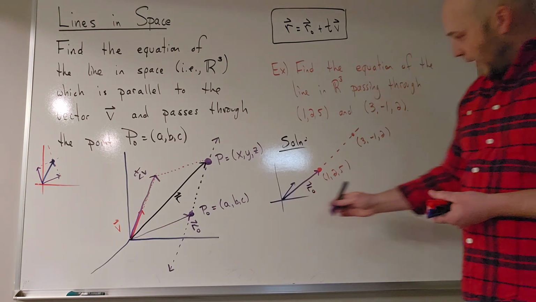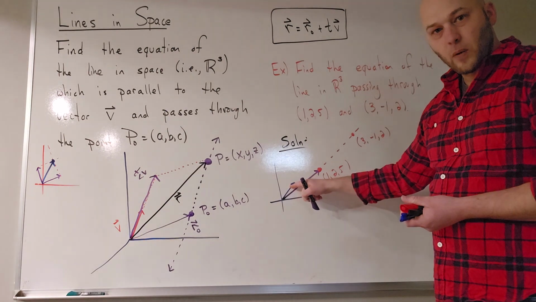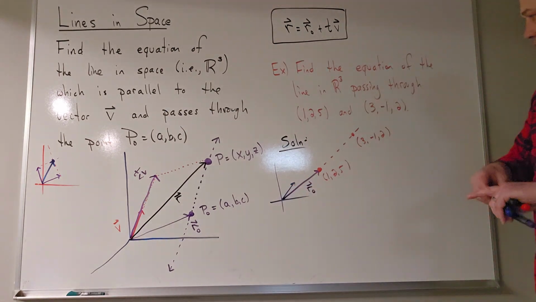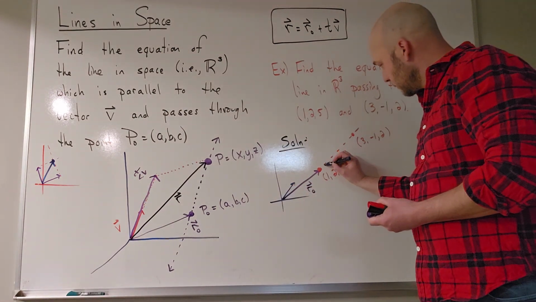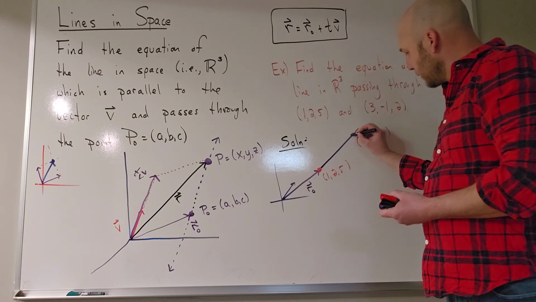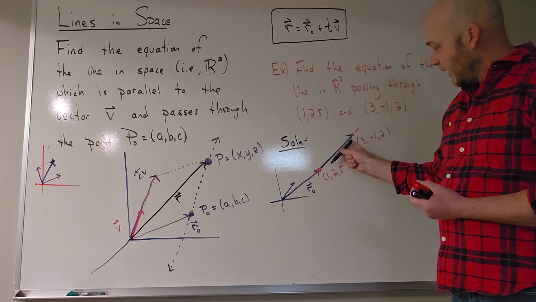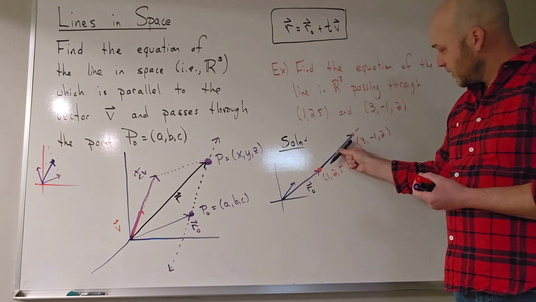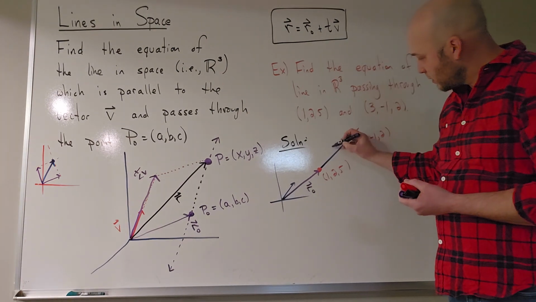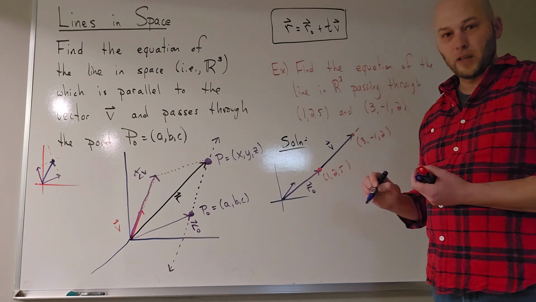Well, I don't have this vector v though. But what I do have is this vector that lies on the line. A vector that lies on the line, of course, is parallel to the line. So I could take this vector here and use that for my vector v.